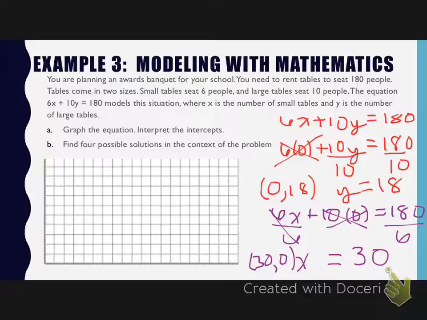So let's plot those 2 points. I decided to use each square as 2. So it'd be 2, 4, 6, 8, 10, 12. So (30, 0) is going to be right about there. And (0, 18) means you go over 0, up 18, which would be in between 16 and 20. And then we're just going to draw the line that connects the two.